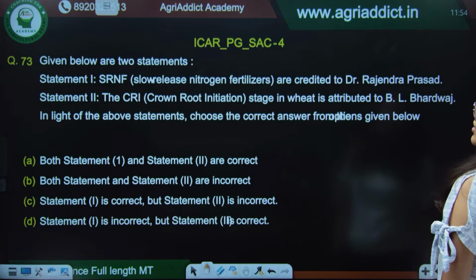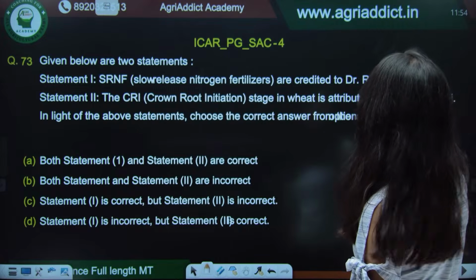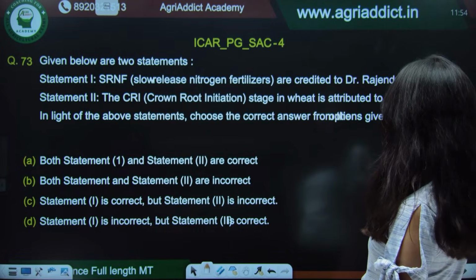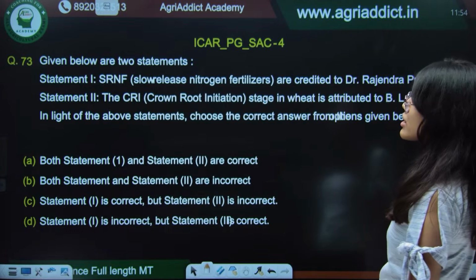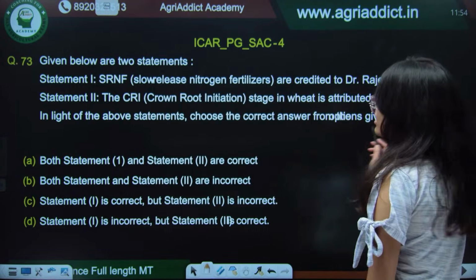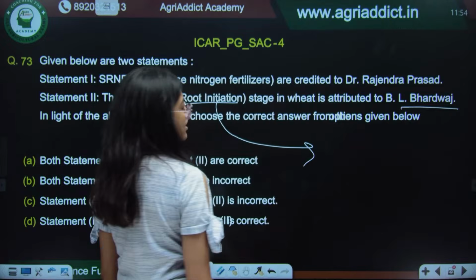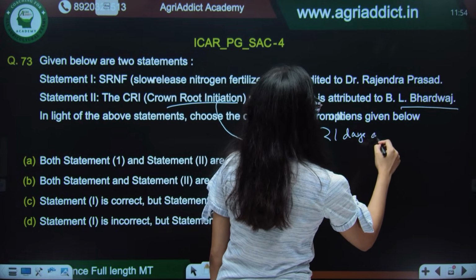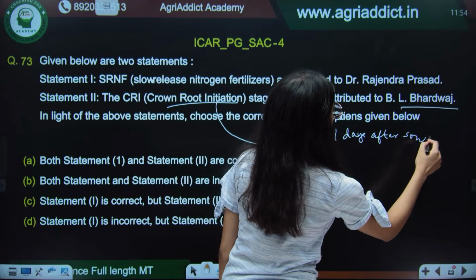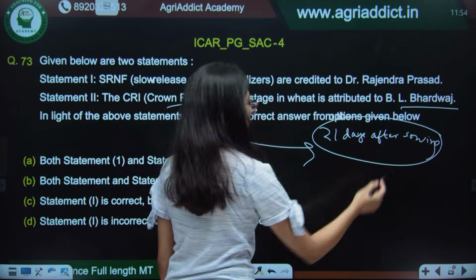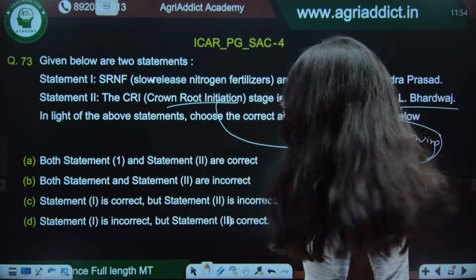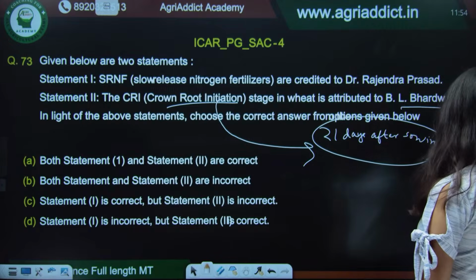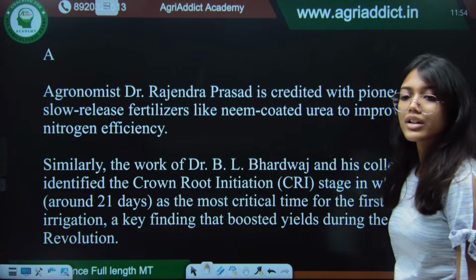Okay, coming to the next one. Slow release nitrogenous fertilizers are credited to Dr. Rajendra Prasad. Crown root initiation stage is attributed to Bhardwaj. This is again a very easy question. The crown root initiation stage generally happens 21 days after sowing of wheat. This is a critical irrigating stage of wheat.